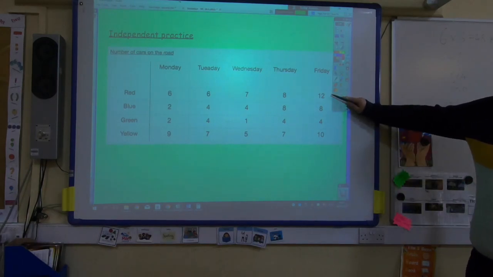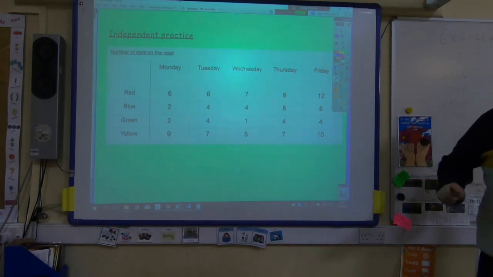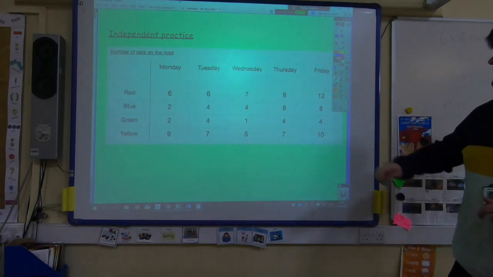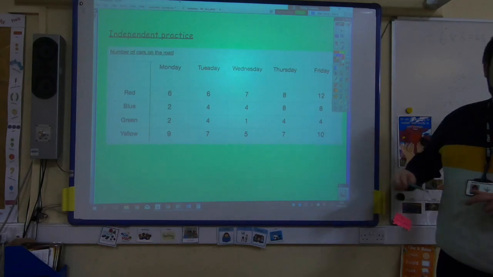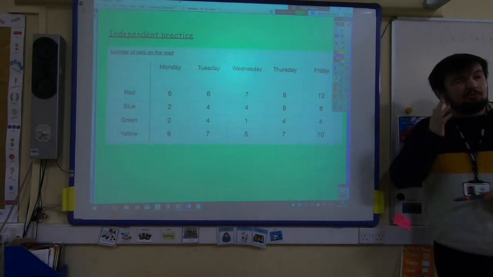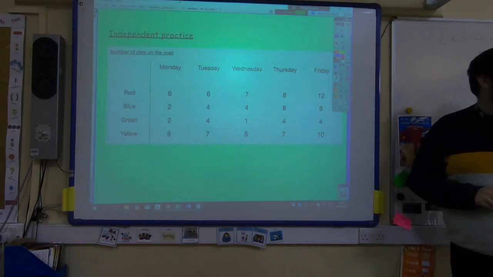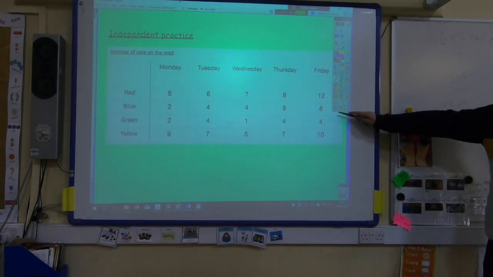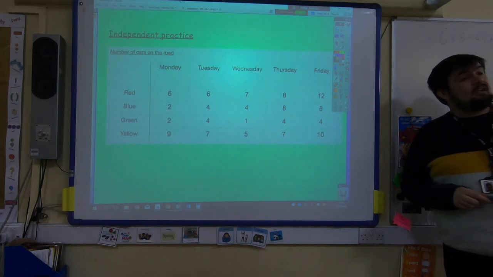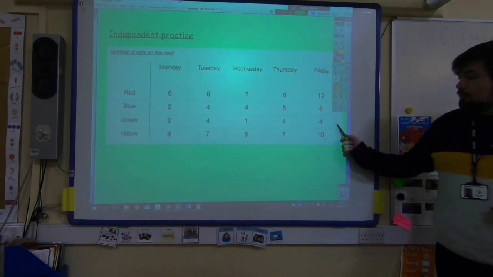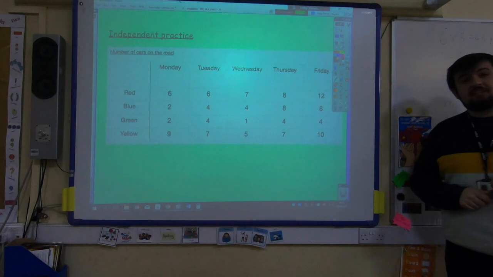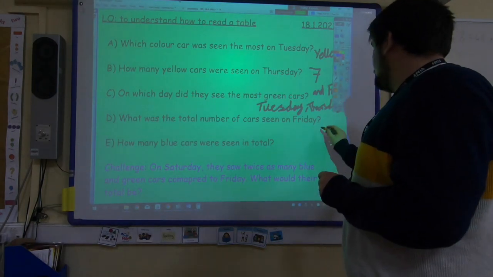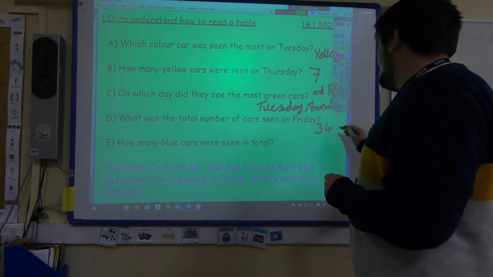Can someone tell me what's 12 add 8? Casca? 12 add 8 would be 20. Good. 20 add 4. Chloe? 24. Good. And then 24 add 10. Jacob? 34. So the total number of cars seen on Friday is 34.